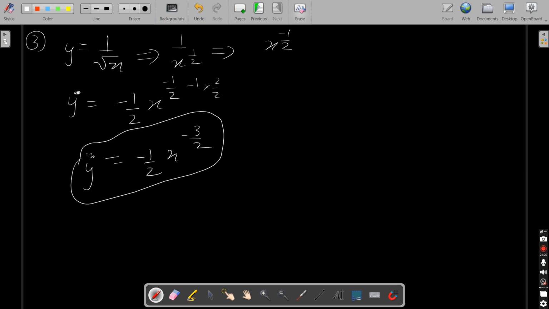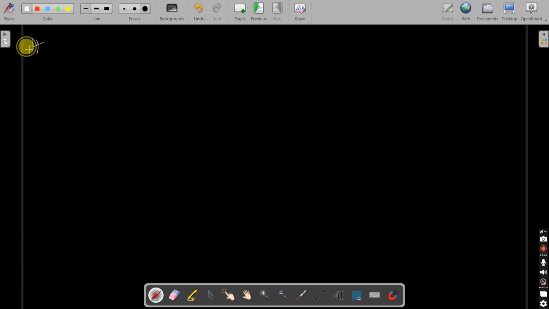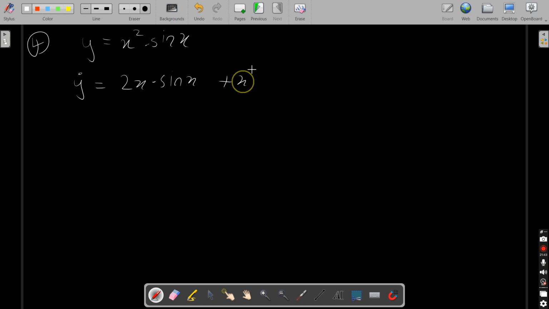So question, y is equal to x squared sin x. So y dot equals 2x, this is the multiplication. So 2x sin x plus x squared cos x.